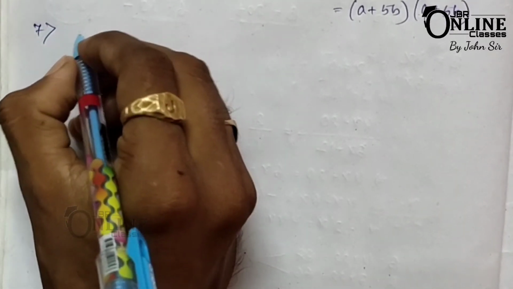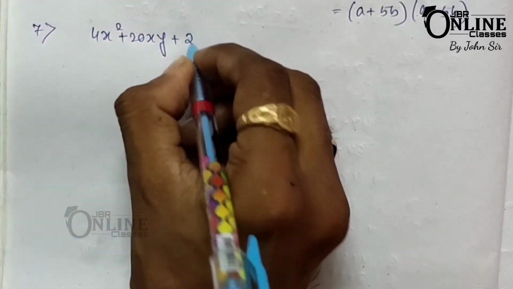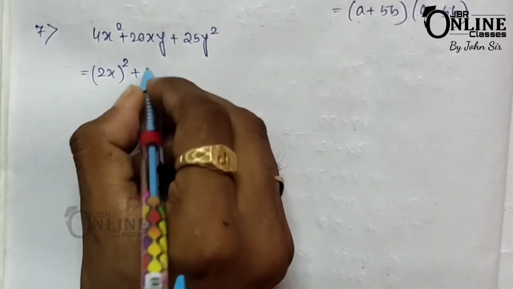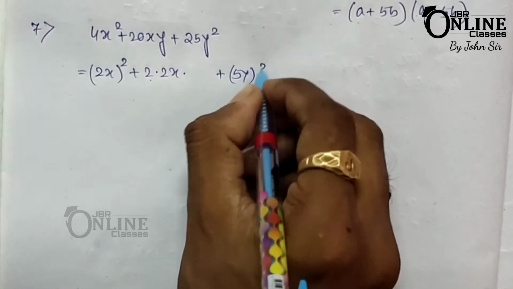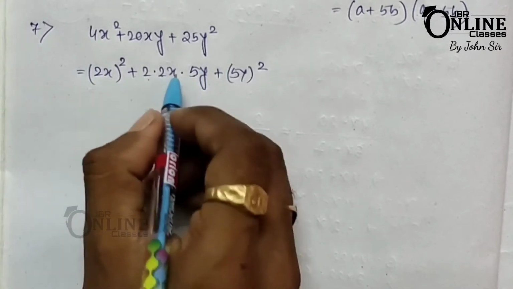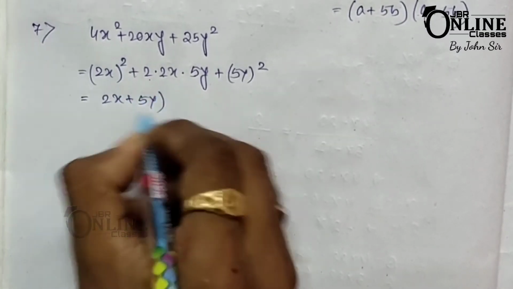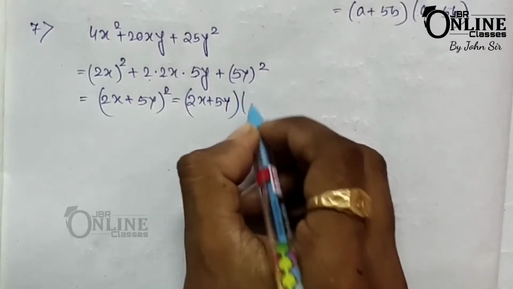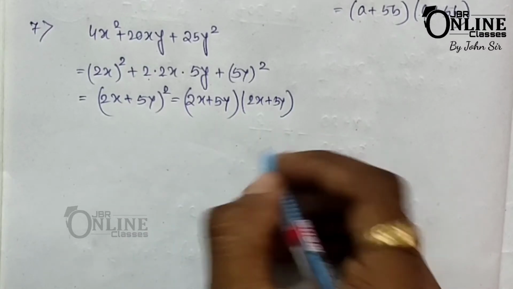Okay. Now sum number 7, here 4x square plus 20xy plus 25y square. Same process, 2x whole square plus 2 into 2x. Put a gap for b, and here 5y whole square. Just put down 5y here. Now check it, 5 into 2, 10, 10 into 2, 20, 20xy. So here also 20xy. So that means it will be 2x plus 5y whole square. That equals 2x plus 5y into 2x plus 5y. Okay, so all the problems use the same method, same formula.